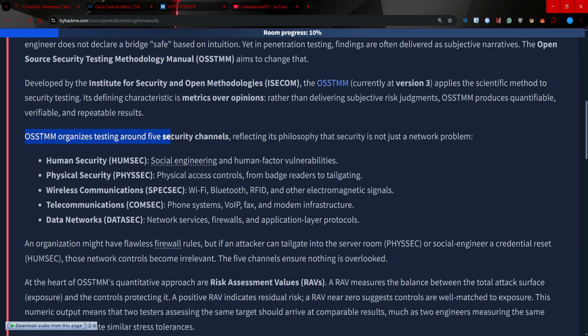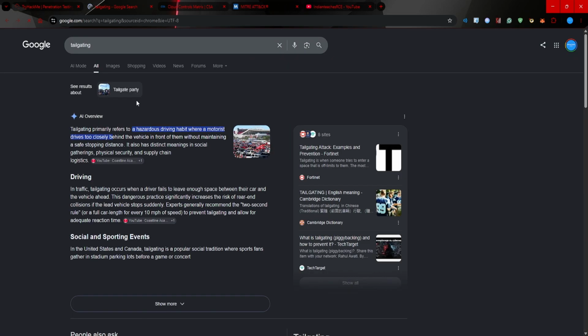OSSTMM organizes testing around 5 security channels, reflecting its philosophy that security is not just a network problem. Human security, social engineering and human factor vulnerability, physical security, physical access controls from badge readers to tailgating. Actually, I would love to know about this.